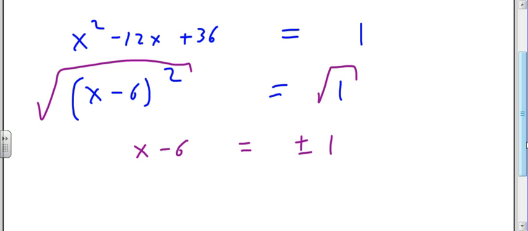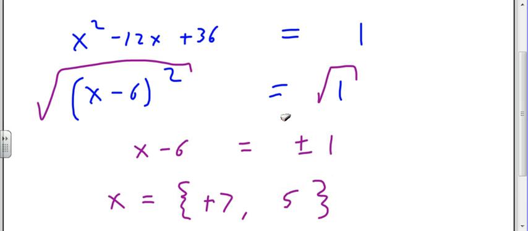And I say x minus 6 is equal to plus or minus 1, because I could square it. So x is going to equal, solution set, minus 7, 5. No, plus 7, 5, which means I got it written backwards: 5, 7. So that becomes a plus 6 when I put it over there. 1 plus 6 is 7. 6 minus 1 is 5.